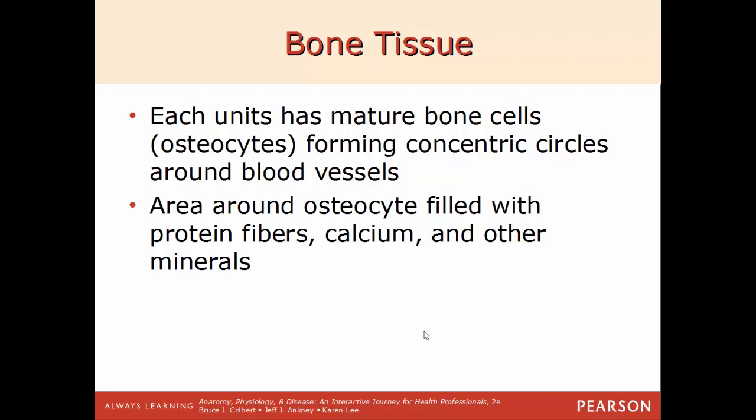So in each of these osteons, you'll find mature bone cells, osteocytes. Again, osteo means bone, and cyte always means a cell or mature cell. And these bone cells will form concentric circles around a centralized blood vessel. It looks almost like a target logo or a bullseye logo. And the area around these osteocytes is filled with calcium, protein fibers, and other minerals.